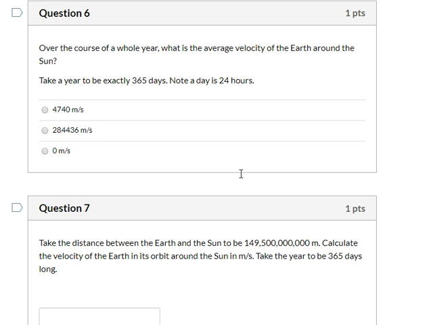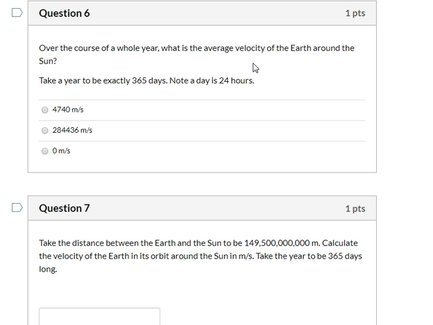Number 6, over the course of a whole year, what is the average velocity of the Earth around the Sun? Now, this is a bit of a trick question. Average velocity is not your instantaneous velocity at any moment. Average velocity is you take your starting position, you take the distance to your ending position, and you divide by the time it took you to do that.